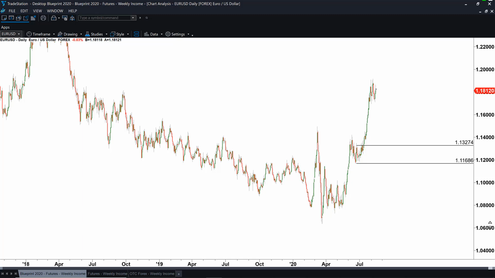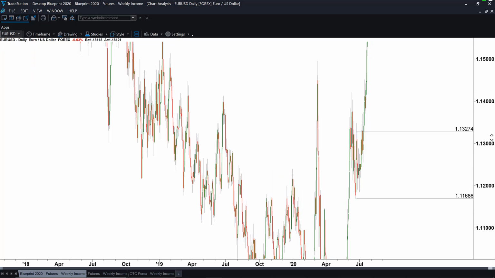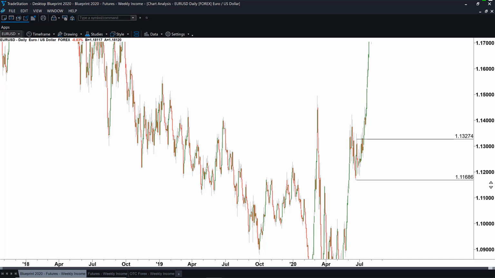So not as much. I mean, just roughly speaking, 1.12, 1.13, this would be 100 pips. So it must be just over 100 pips. All right, so probably 120, you know, 130 pips maybe.